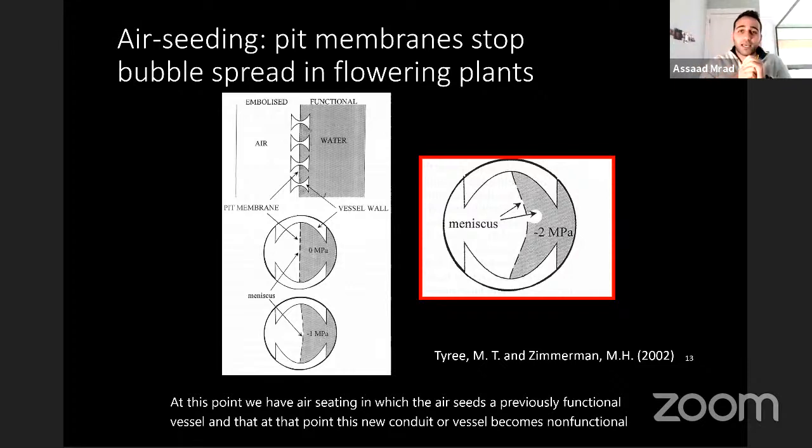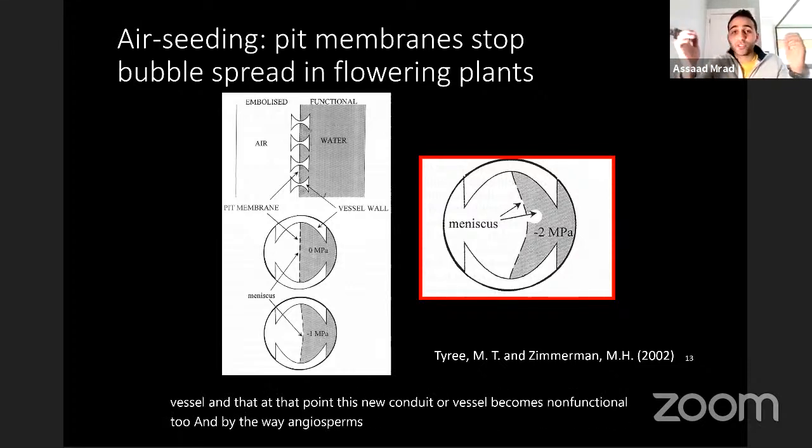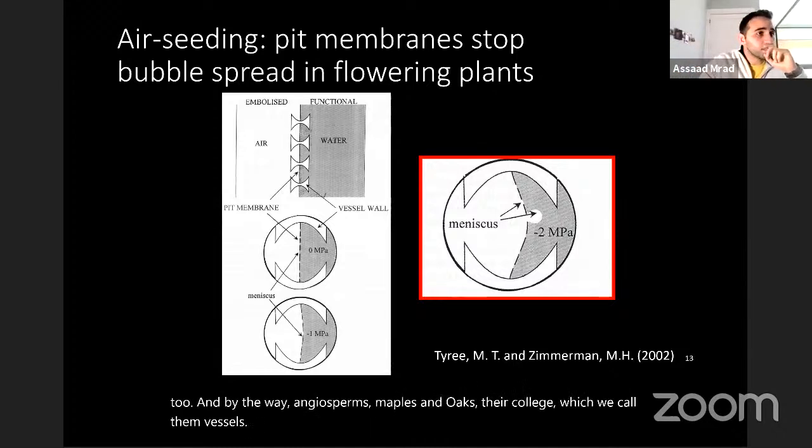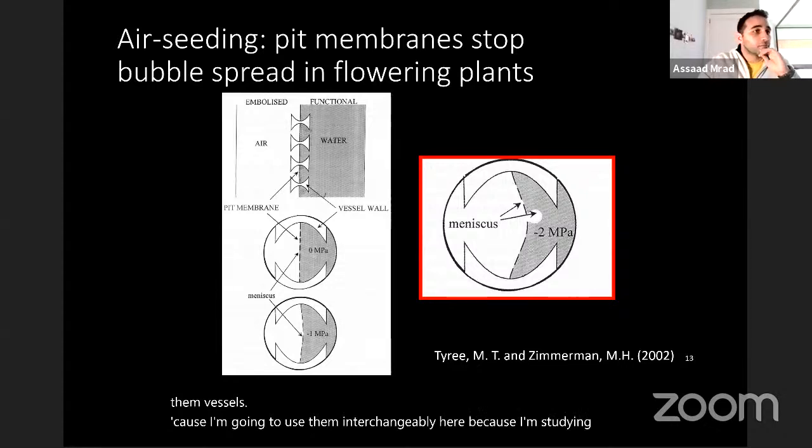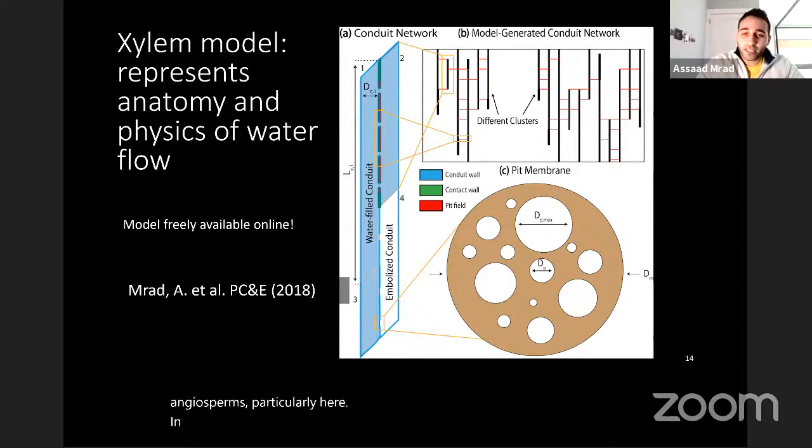And by the way, for angiosperms like maples and oaks, the conduits, we call them vessels. I'm going to use them interchangeably here, because I'm studying angiosperms particularly here. And the model in the end looks like this.